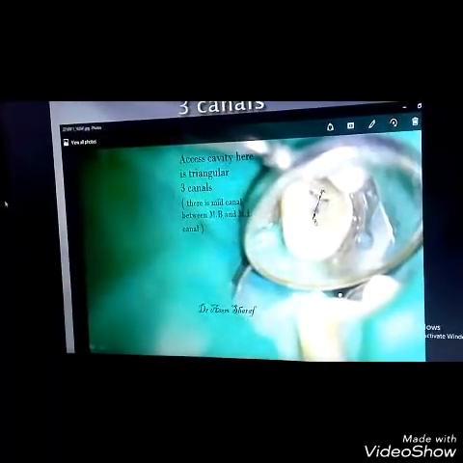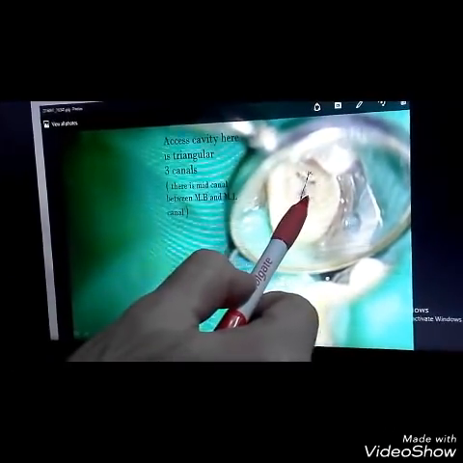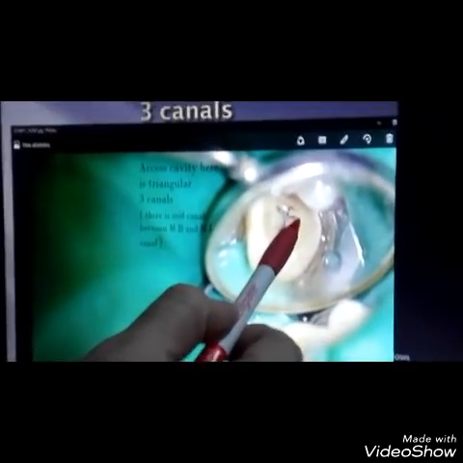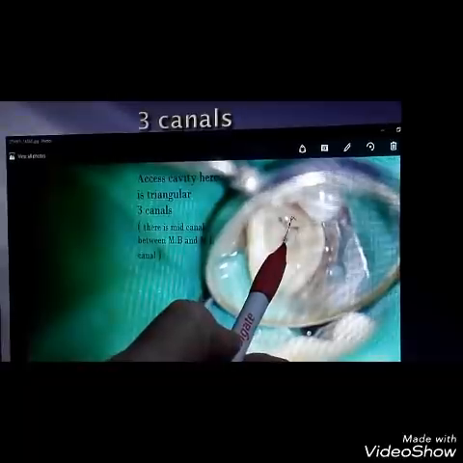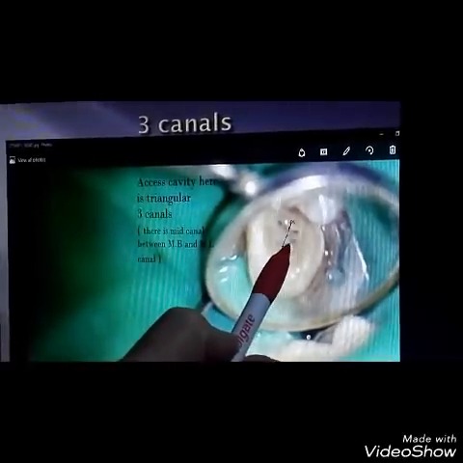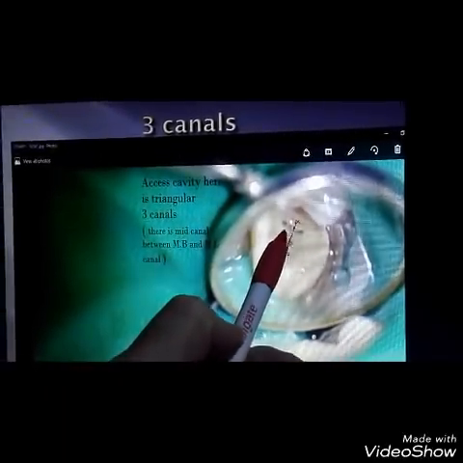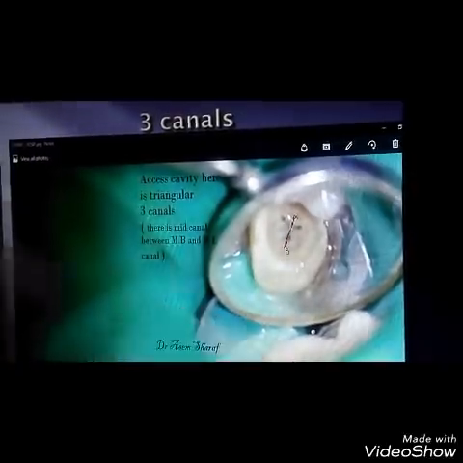Look at this one. I have only mesobuccal and mesolingual. I draw a line from the middle part till here. Oh, I found a canal at the middle line. So only three canals.